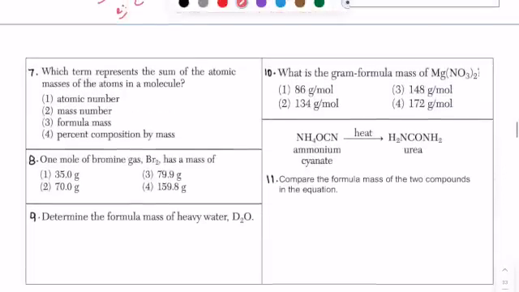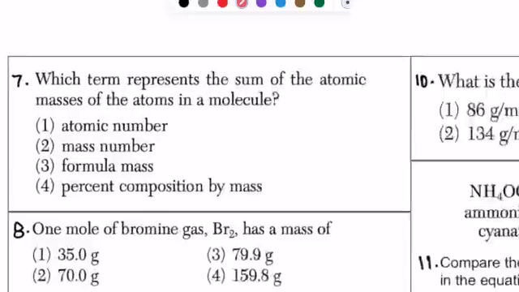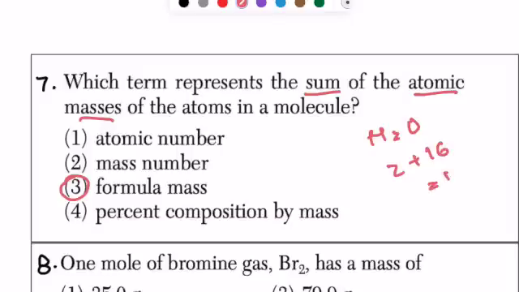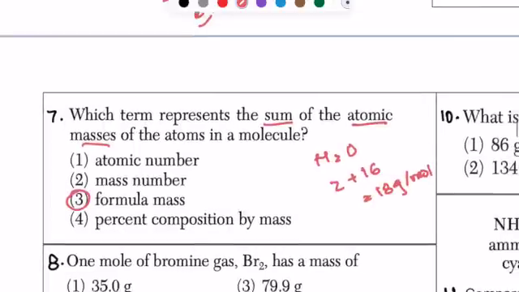Let's look at a few more questions. Which term represents the sum of the atomic masses of the atoms in a molecule? This is going to be your formula mass, because it's the sum of the atomic masses. So let's say I have H2O. The mass of the 2 hydrogens is 2, and the mass of 1 oxygen is 16, so that is 18 grams per mole. This is your formula mass, or gram formula mass, or molar mass. We use multiple names for this.